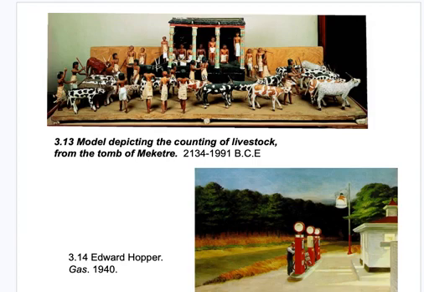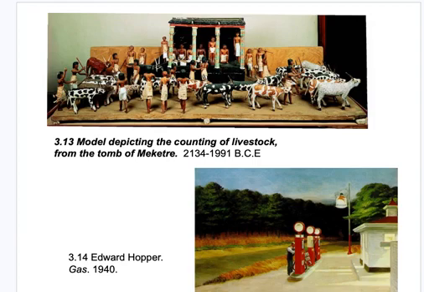At the top you're seeing a model that was taken from the tomb of an Egyptian pharaoh. And as you can see from the date, 2134 to 1991 BCE, we're talking about a very old piece of art. This is taken from a tomb, and it is a wooden sculpture that's been painted. The figures are made out of wood. And this was a common thing you would see when pharaohs died.